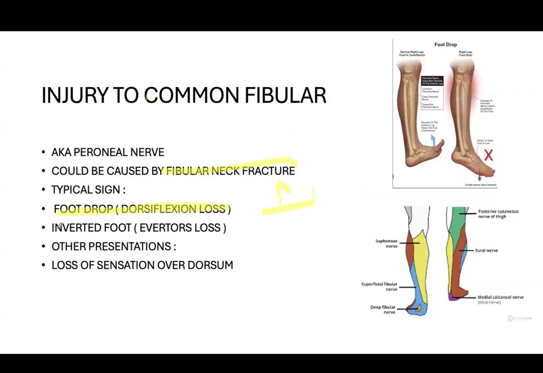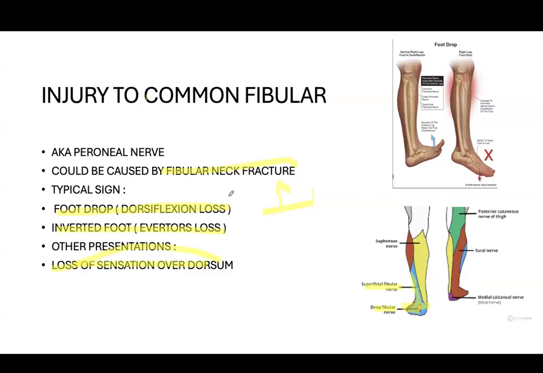You would have an inverted foot because the everter muscles would be lost, and you would have loss of sensation over the dorsum. The entire dorsum would be affected, which means basically all of this, including the area supplied by the deep fibular and superficial fibular, would be lost because the common fibular is the precursor to these nerves. So all of this area, which you can see is being highlighted by me right now, would be lost if you have common fibular nerve injury.